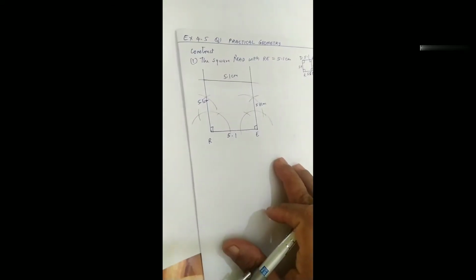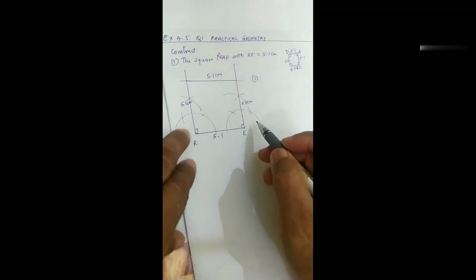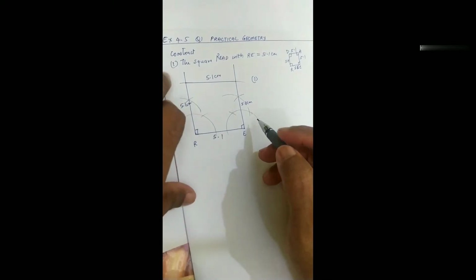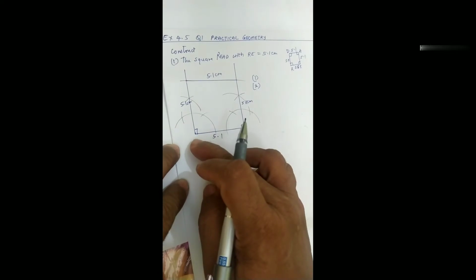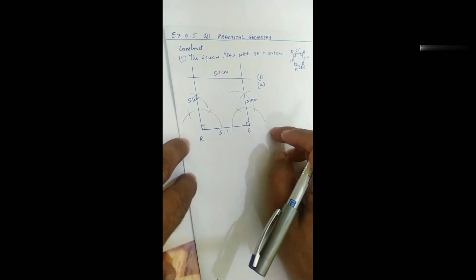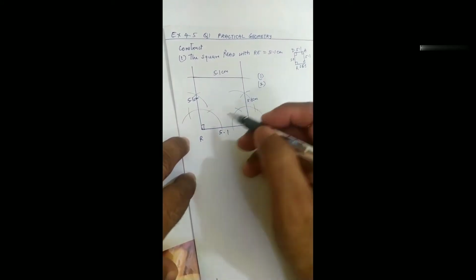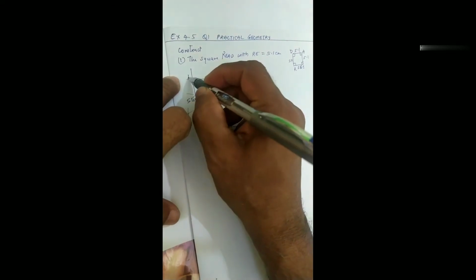We can write down the steps of construction. First, we have taken RE as 5.1 centimeters. Second step, we take angle E and angle R as 90 degrees using a protractor. Then take 5.1 centimeters from E and put an arc here. From here put an arc again, join the points R, E, A and D, and then join the points AD. So these are the steps of construction.